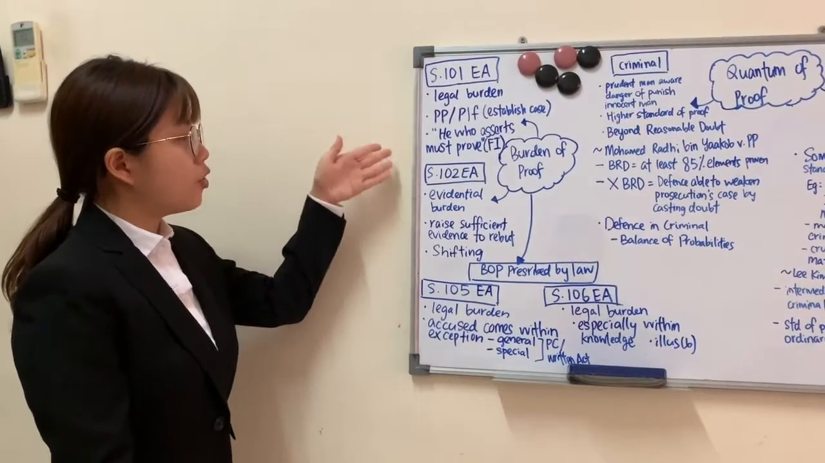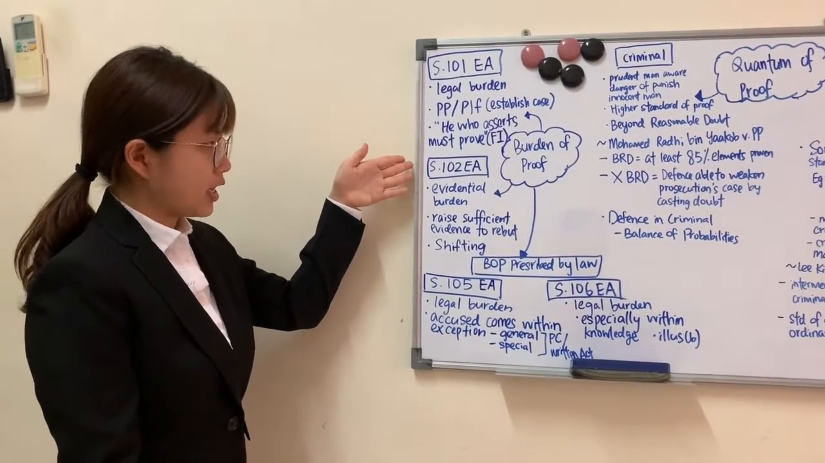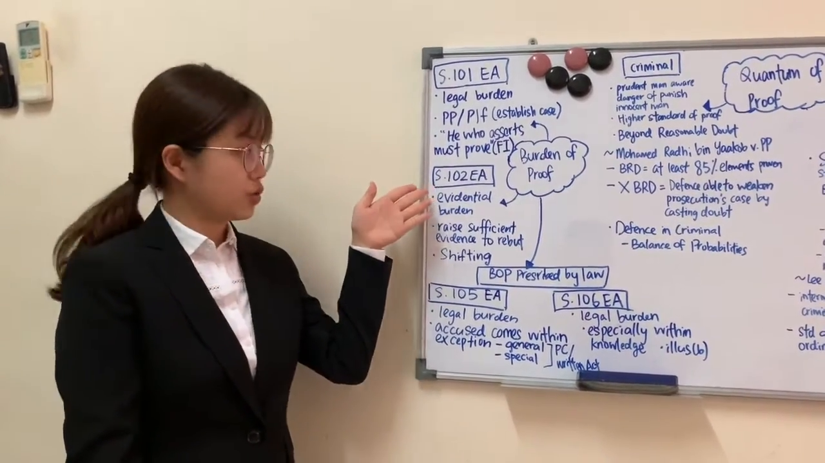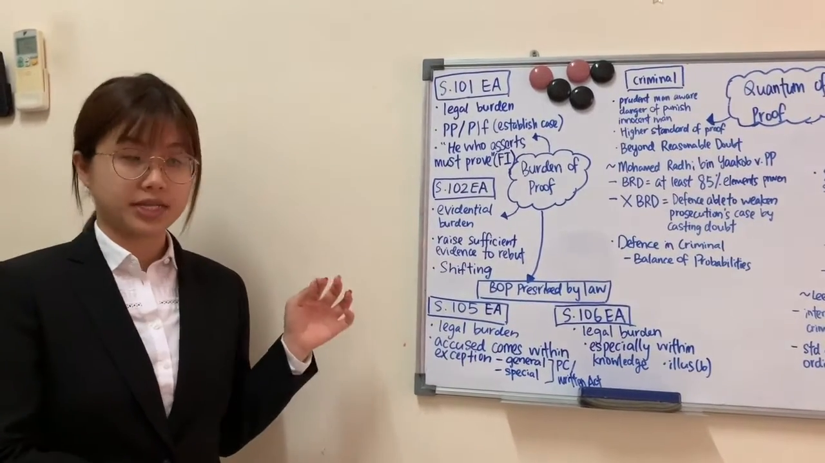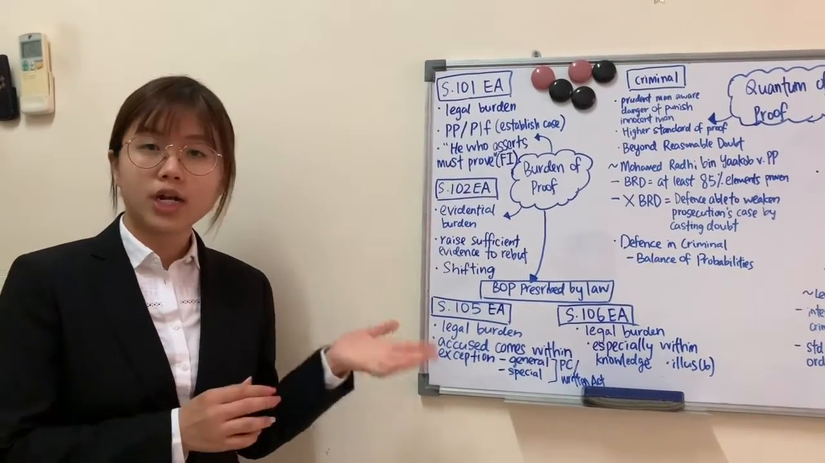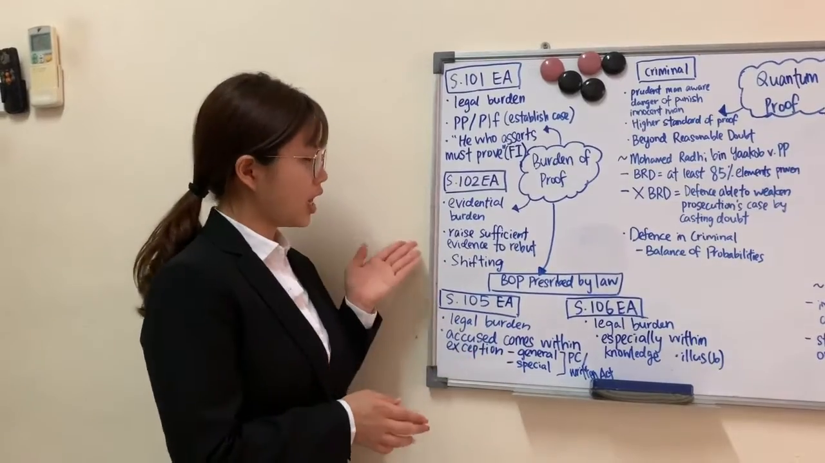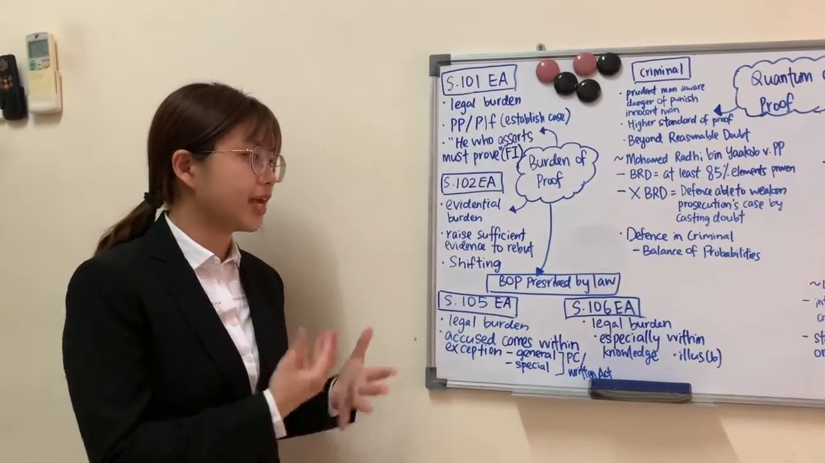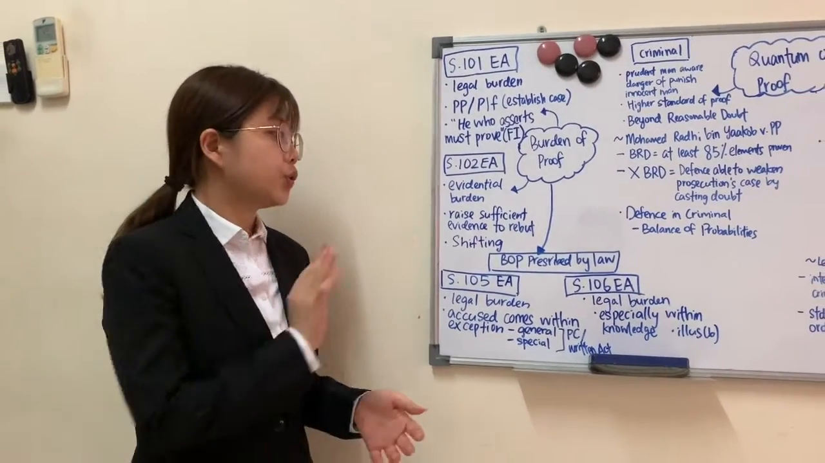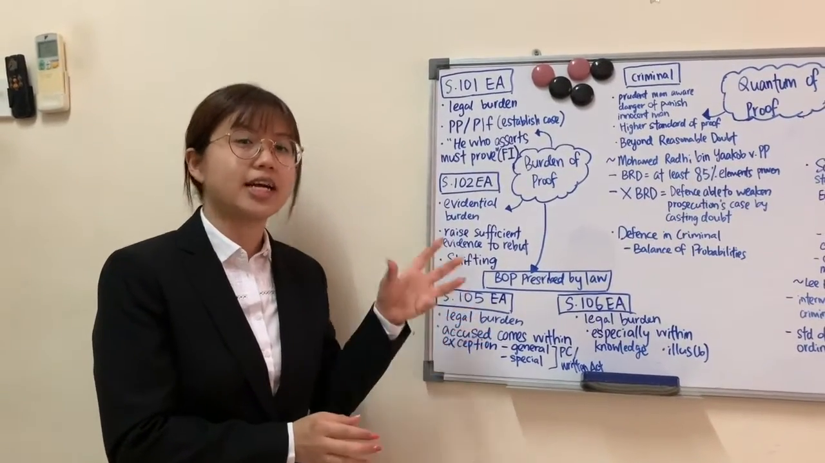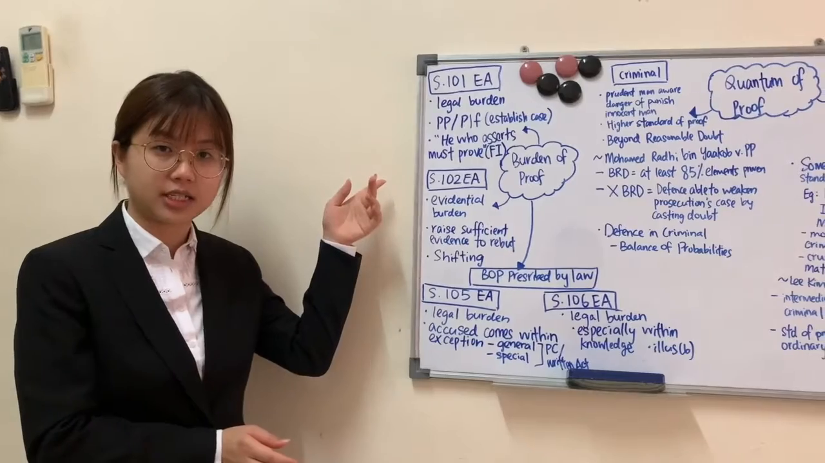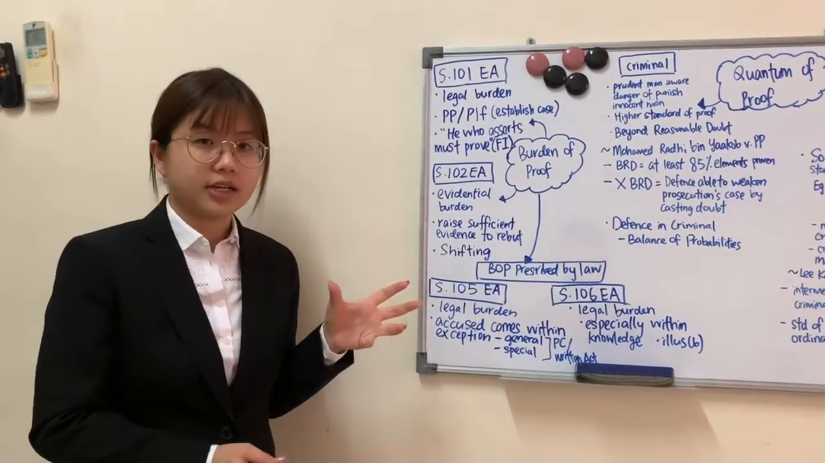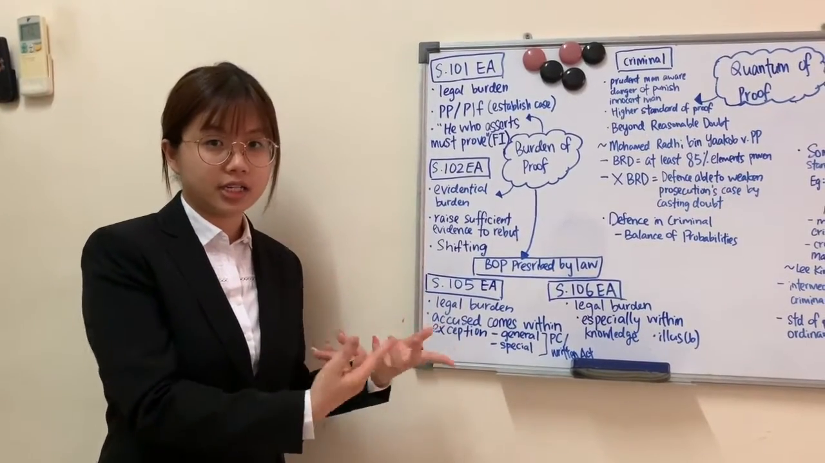Moving on to another section, which is Section 102 Evidence Act. It is also known as the evidential burden. So what is the evidential burden? Evidential burden means that a party must raise sufficient evidence to rebut the element that has been proved by the other party. So this burden is shifting from one to another.